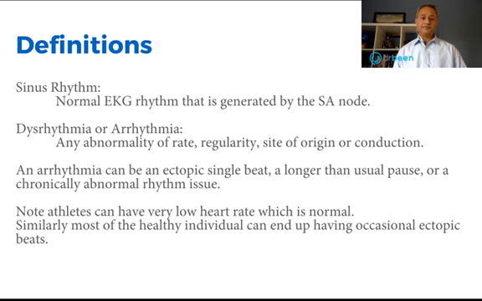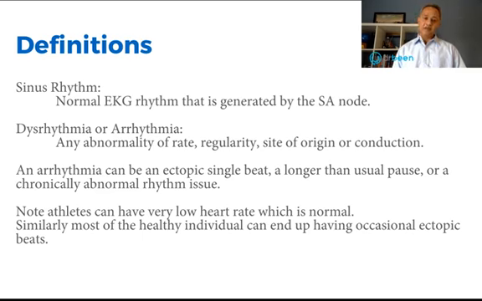Let's start. A few definitions that we should keep in our mind when we are discussing the arrhythmias. First of all is the sinus rhythm. So the sinus rhythm is that we have the SA node that has automaticity, and it produces the heartbeat or electrical current for the heartbeat every so often, about 0.8 of every second. So that rhythm that is generated by the SA node discharge is called sinus rhythm. This is the normal EKG rhythm generated by the SA node.